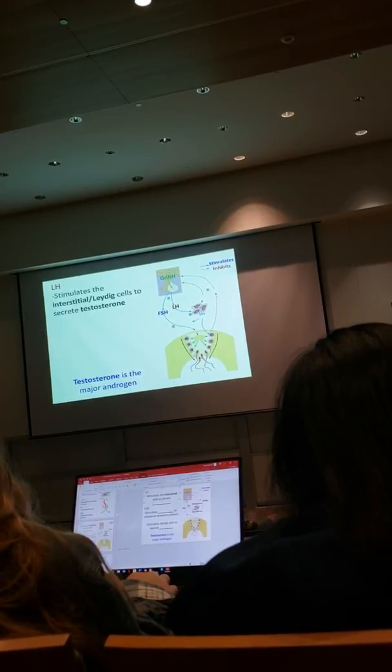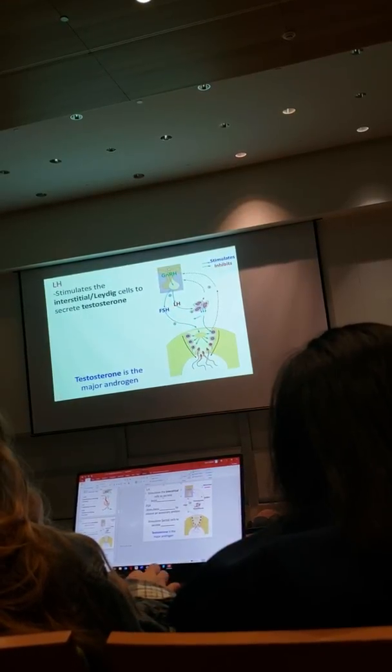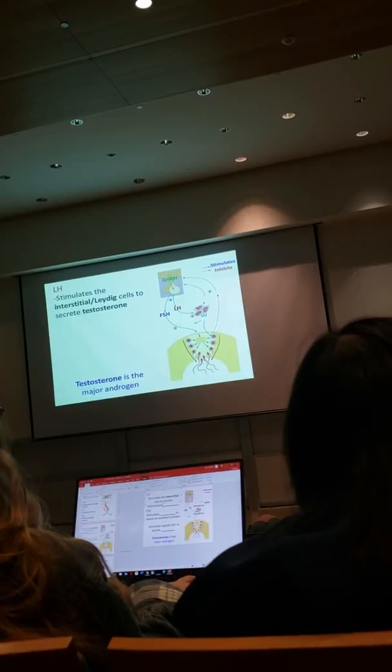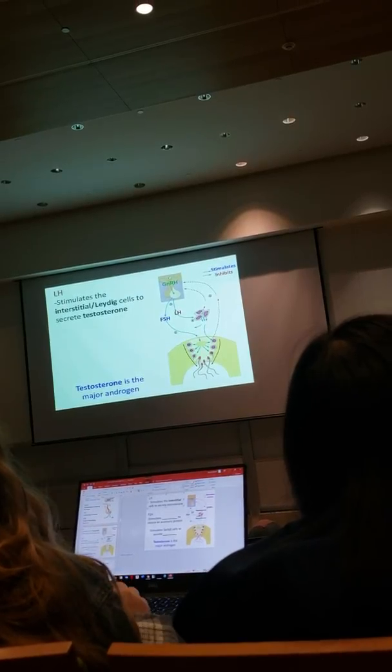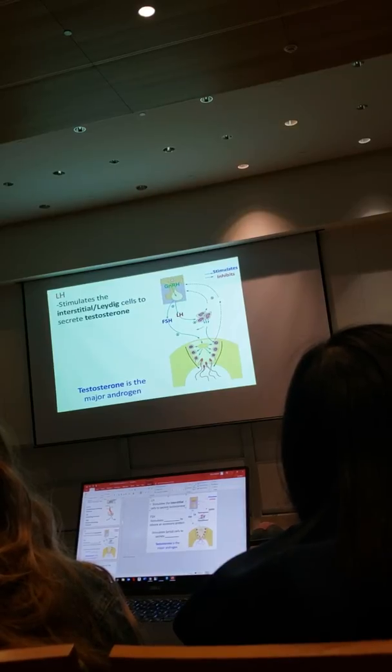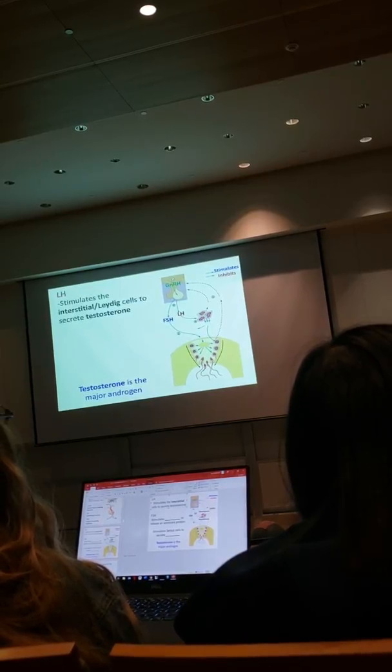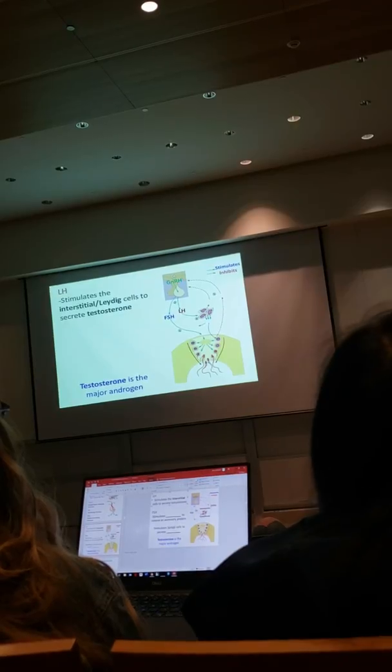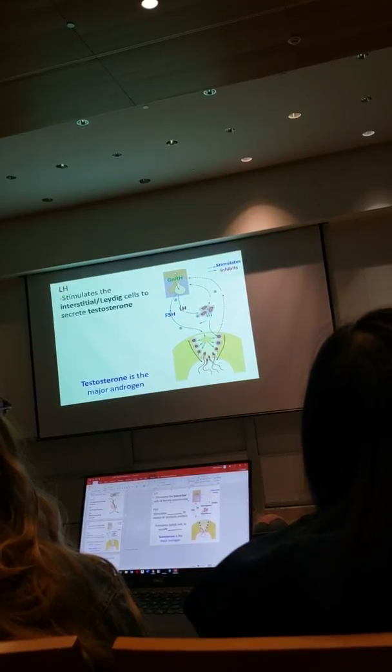There are two target cells that we're going to talk about. First of all, let's talk about LH and its target cells right here. These are the Leydig cells. We also call them interstitial cells because they're in the interstitial fluid. And as a result of LH stimulation, they're going to make the main androgen, testosterone.